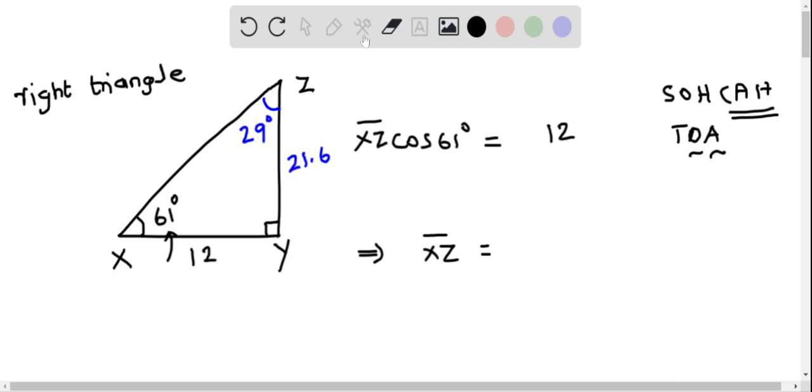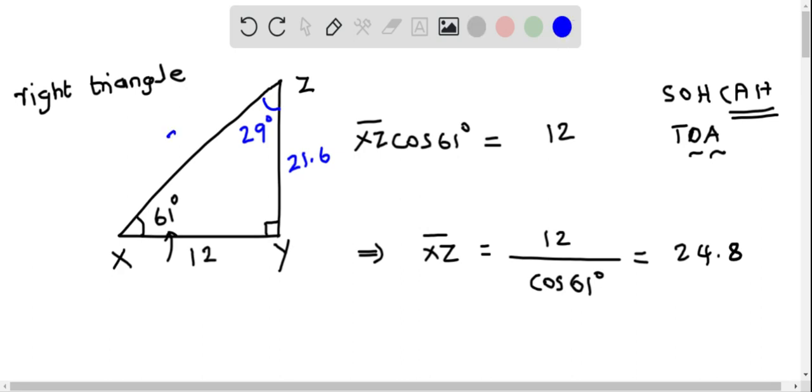So therefore we can solve for XZ. We have to divide both sides by cos of 61. So therefore XZ equals 12 over cos of 61 degrees. And when you plug this into the calculator, we get the approximate value to one decimal place as 24.8. So therefore I can write this as segment XZ as 24.8.